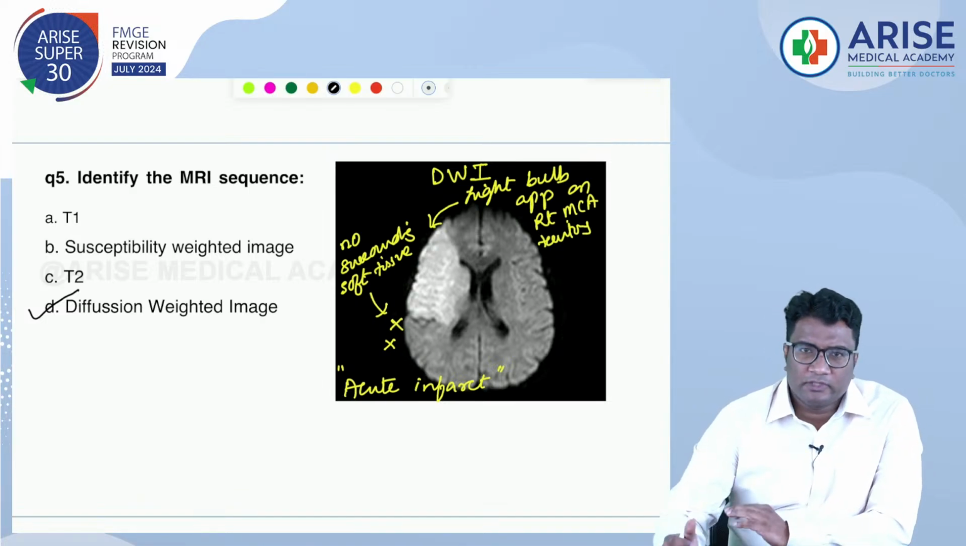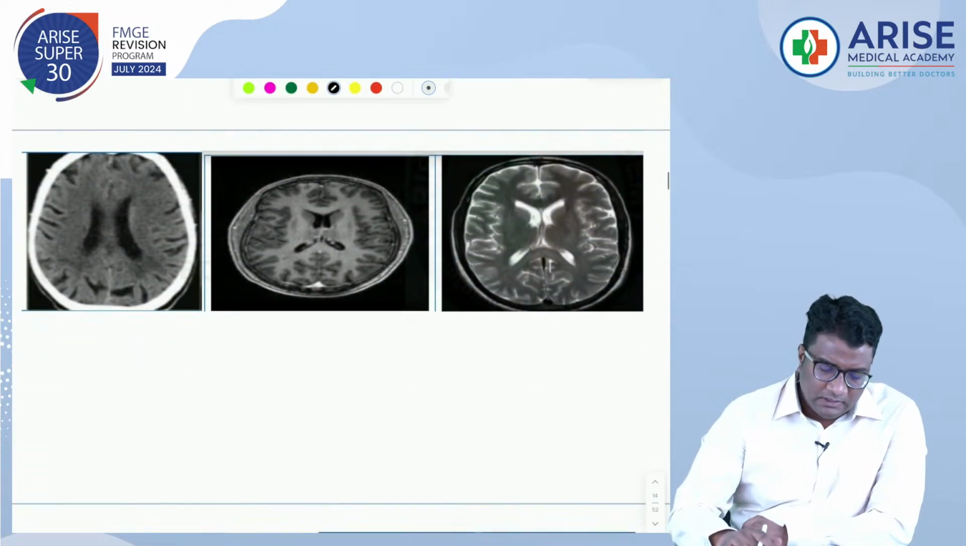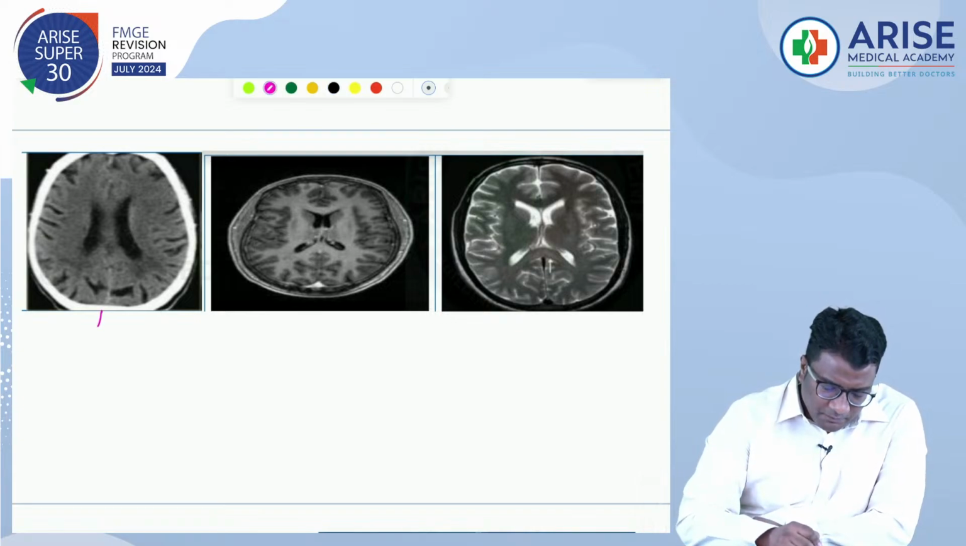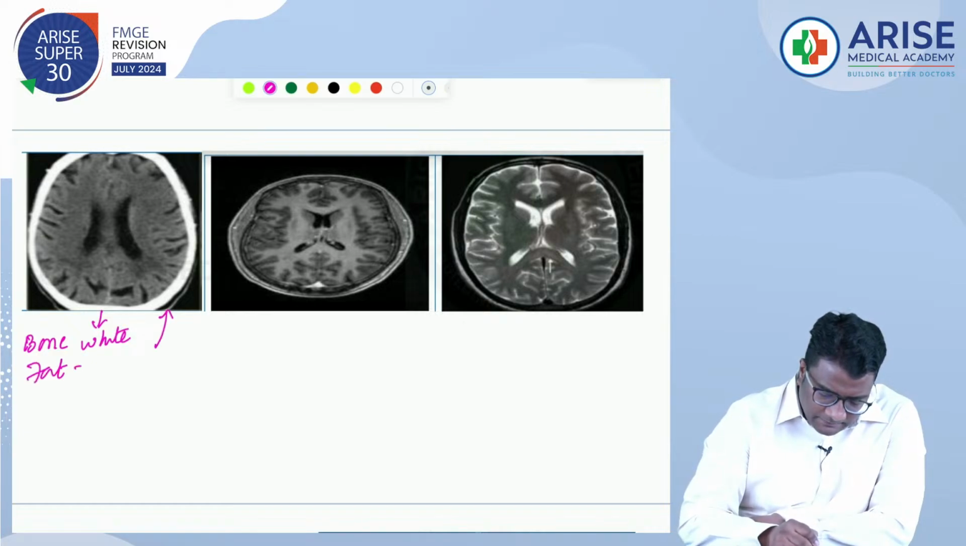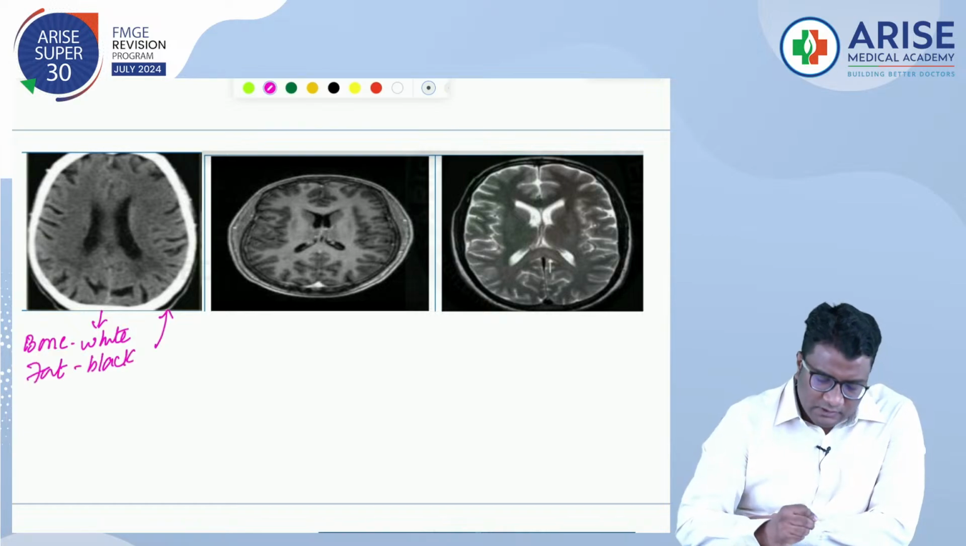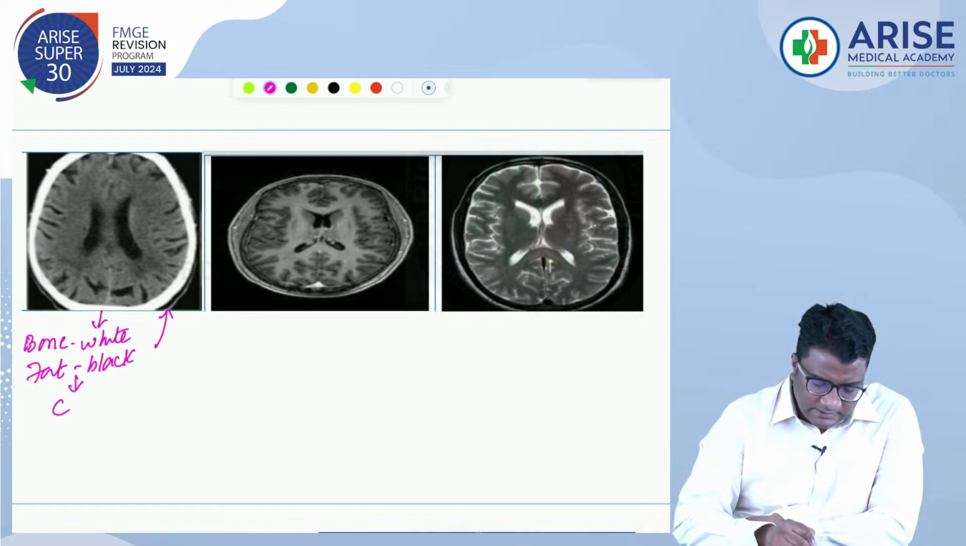Let me quickly go through the sequences of MRI for your exam. So please look here. If the bone is white and the subcutaneous fat is black, if the bone is white and the fat is black, this is CT scan.